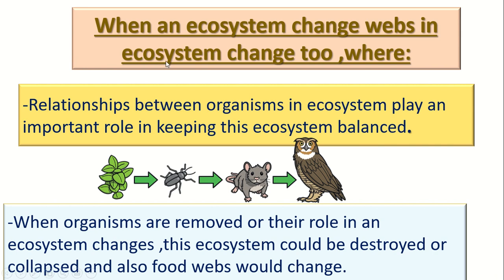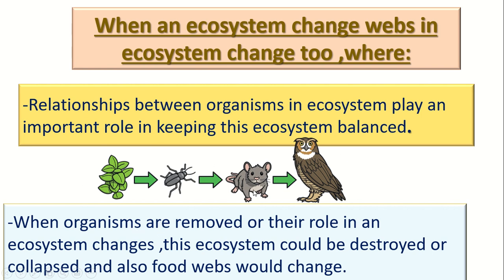Okay, when the ecosystem is changing, the food web in the ecosystem will change too. How? The relationship between the organisms or the animals in the ecosystem is really important to help make the ecosystem balanced. So there is a relationship between all the living organisms in the ecosystem and it's called a food web, and the food web keeps the ecosystem balanced.